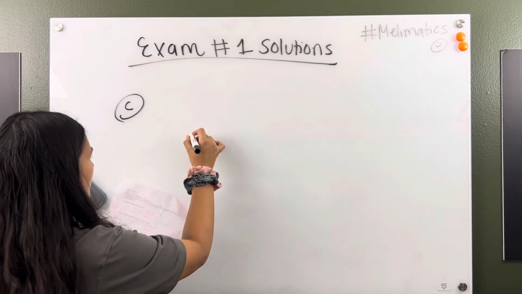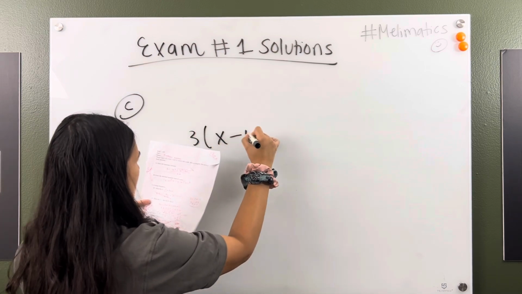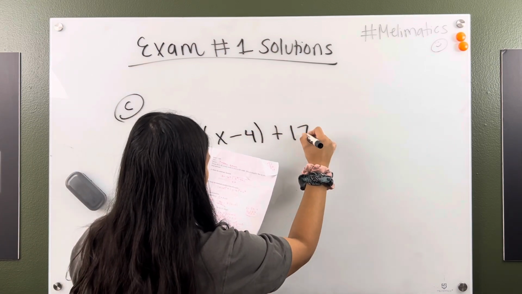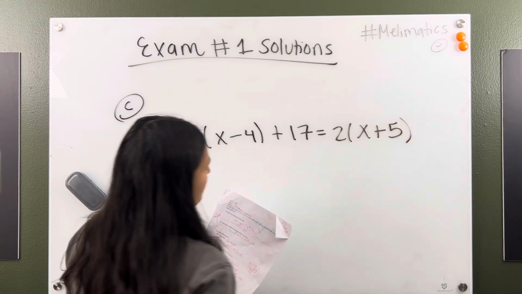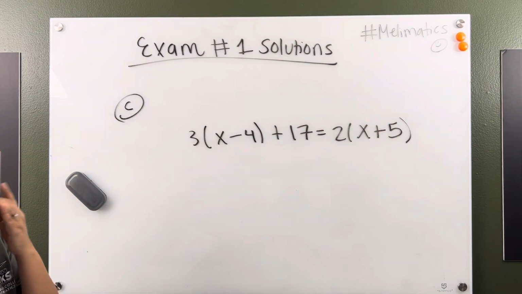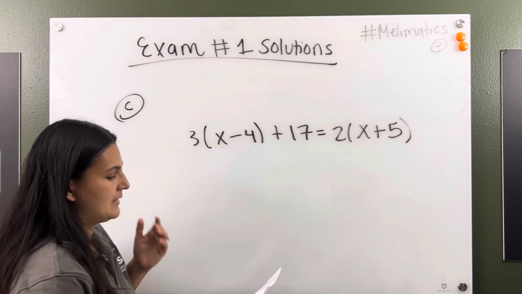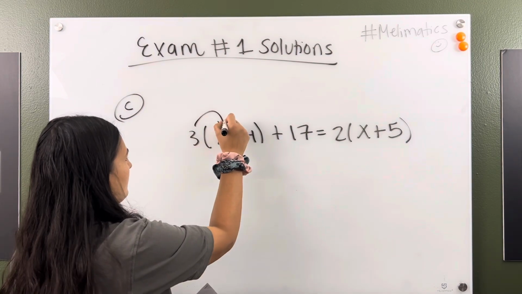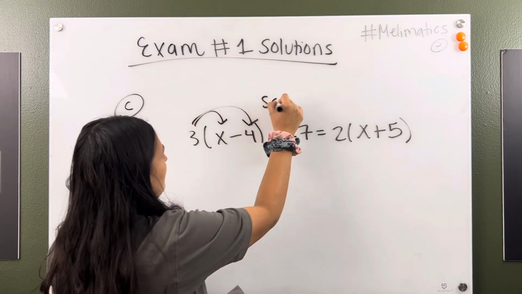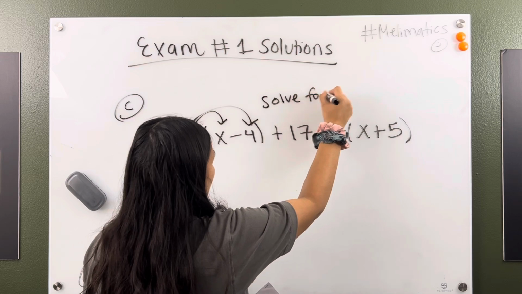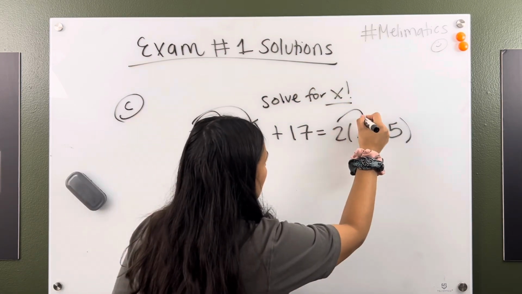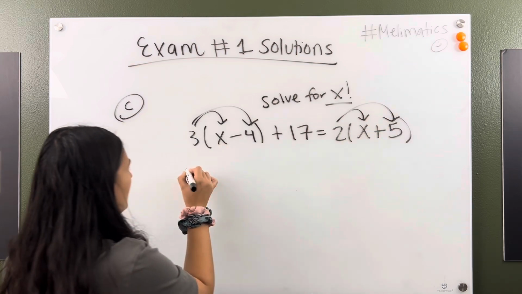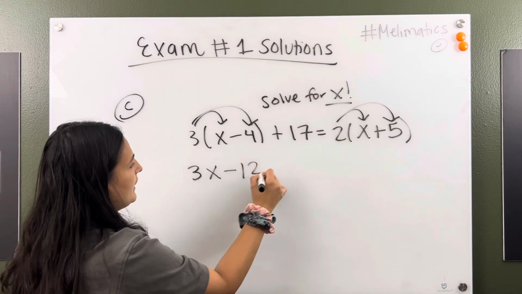Okay, next one. Again, with all of these, you have to look at it and see, okay, what do I have to do, right? You have to solve for x, but you're going to have to do different things, different steps. It's not always the same exact step every time, right? Which is why you have to understand what you're doing and why you're doing it, right? So we're trying to solve for x. So we're going to distribute that 3, distribute that 2, right? And then we'll see what happens after that.